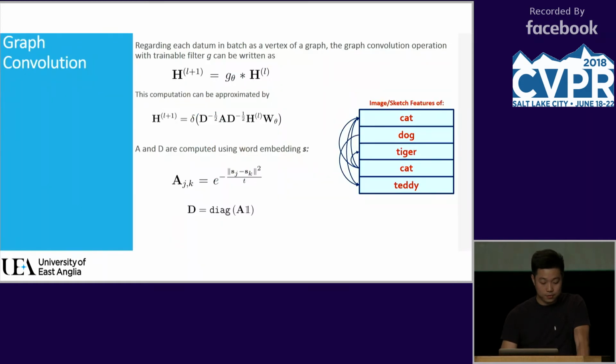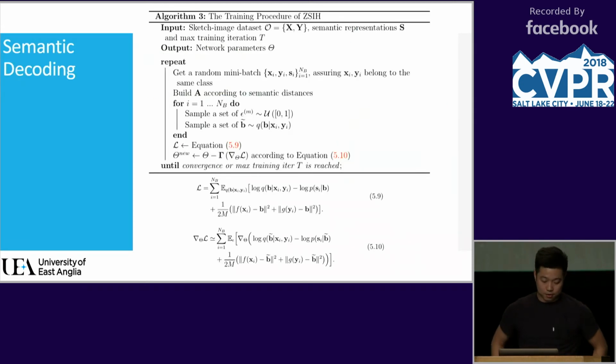Here, we also briefly describe the graph convolution. Considering each sketch-image pair in the training batch as a vertex of a graph, the graph convolution operation with the trainable filter G can be approximated by a linear transformation with an additional affinity matrix A, which can be determined by the category semantic representation. In this work, we specifically use a word vector for this purpose. The learning objective is inspired by the variational autoencoder with the Multinoulli prior, allowing stochastic gradient descent for training.